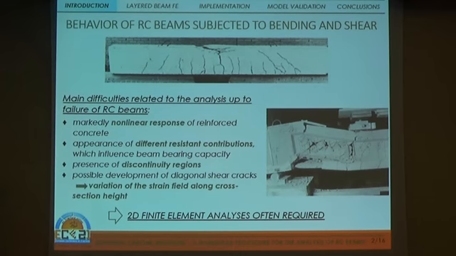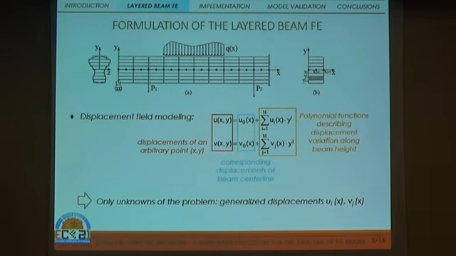And consequently, these problems are often afforded by means of two bidimensional finite element analysis. The basic idea underneath this work is to develop this layered beam finite element where the displacement field of a generic point of the beam is calculated by summing up two different contributions that are the corresponding displacement at beam center line, which is assumed coincident with the x-axis, and this term which represents this polynomial function which describes the displacement variation along the beam height.